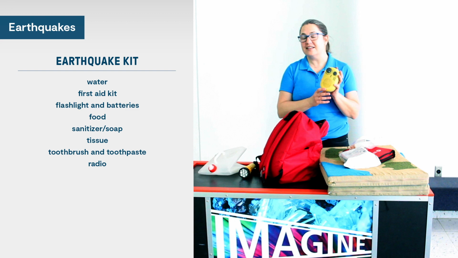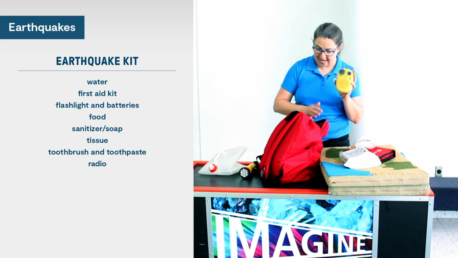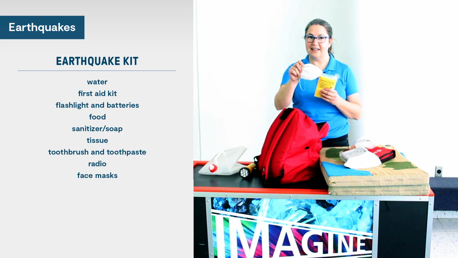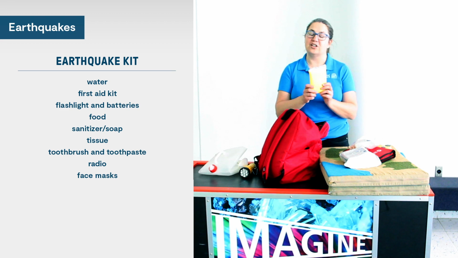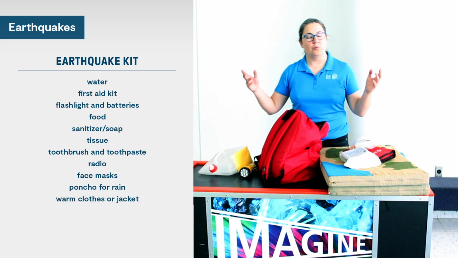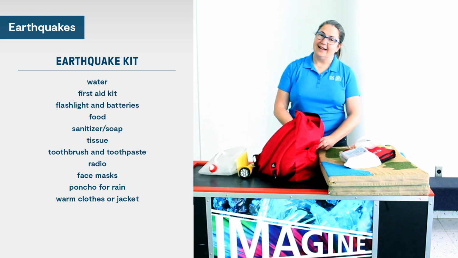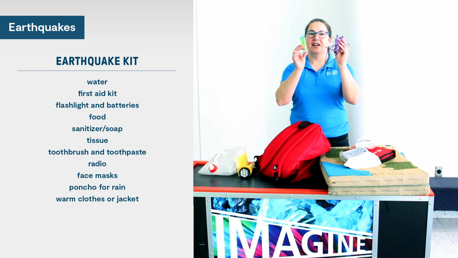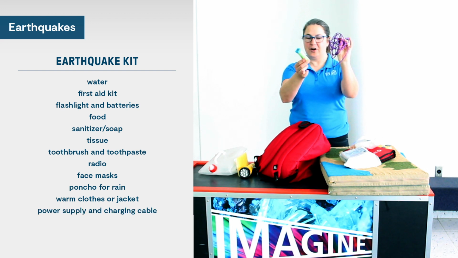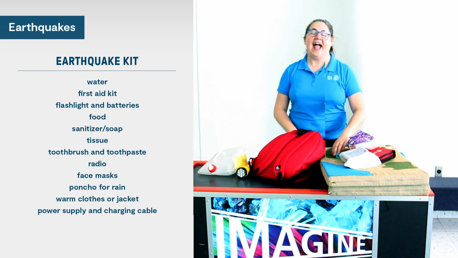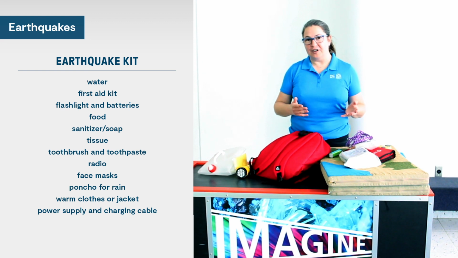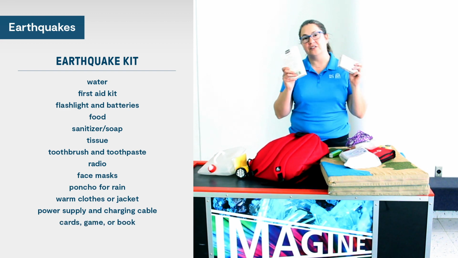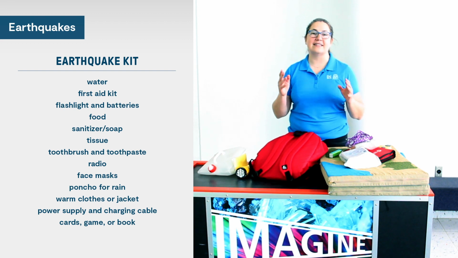A radio is a good idea so that you can get updates from government officials and hear what's happening, as well as a mask because it is likely to be very dusty, and then anything else you might need for your region, like a poncho in case it rains, some warm gear in case it's cold out, and to make sure that your cell phone and your radio can get service, you'll want to make sure that you have a battery and charging cable. And you might have quite a few days without power or electricity, so it's always a good idea to also have some cards or a game or a book so that you and your family can stay occupied and stay safe at home.